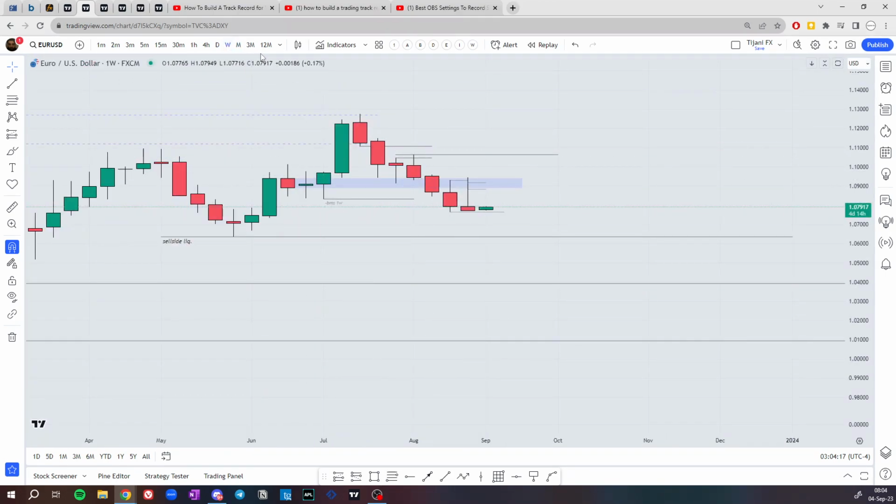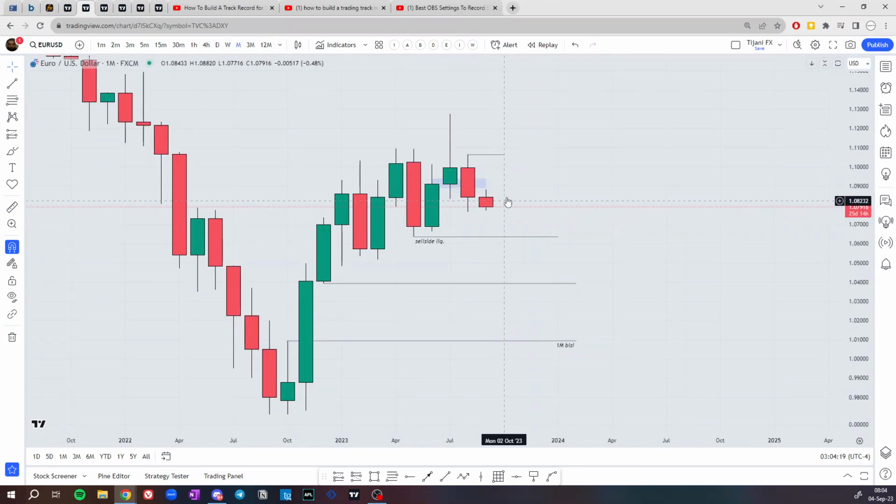On the weekly time frame, what we see? Before that, we have a monthly order block. Right, price has an immediate fill of this fair value gap, right? And we have the monthly order block open here. Price could retrace to the monthly order block, then drop lower.